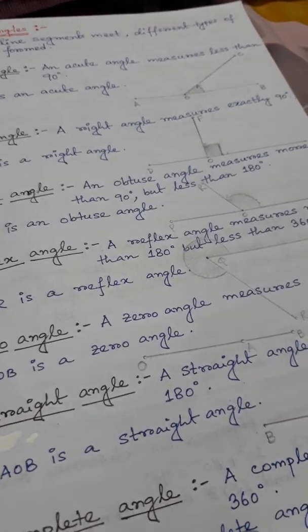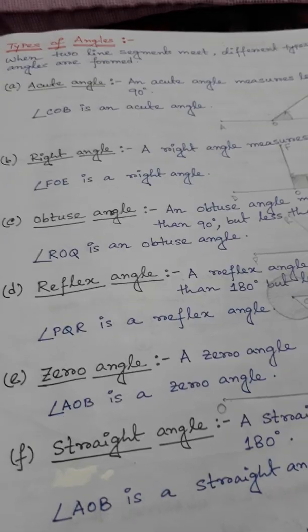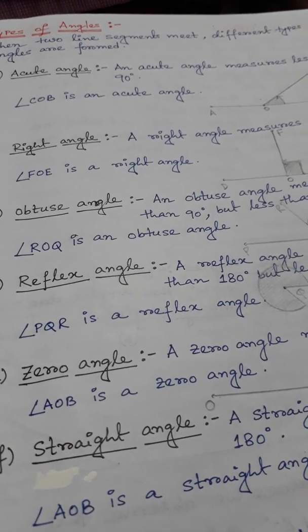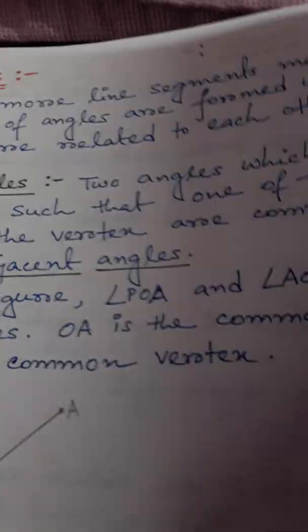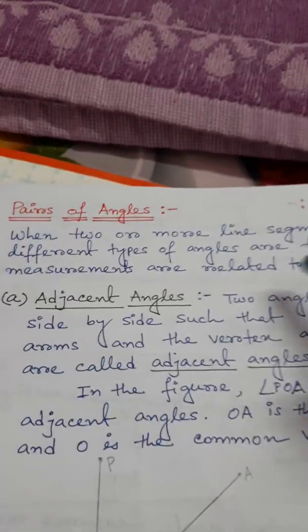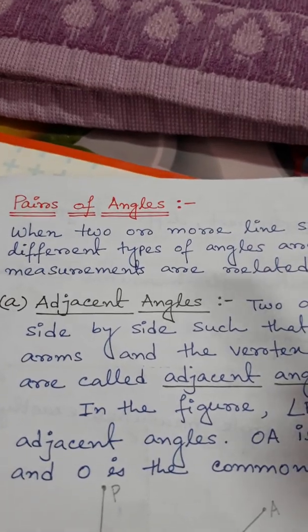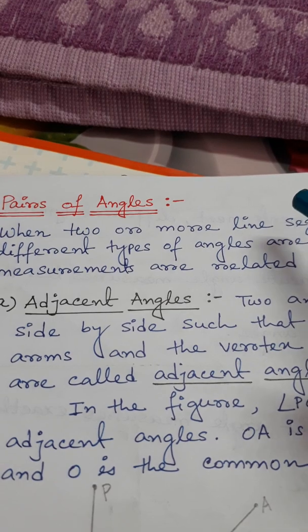Okay, let's see the other parts of this topic. So students, now we are discussing angles. What is an angle, what types of angles, those things we already discussed. So now the important part is the pair of angles.